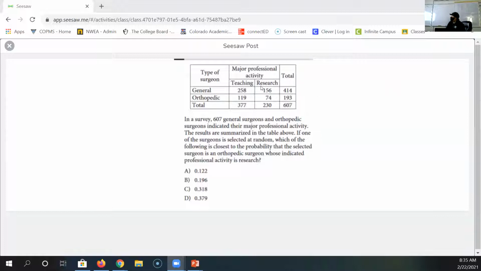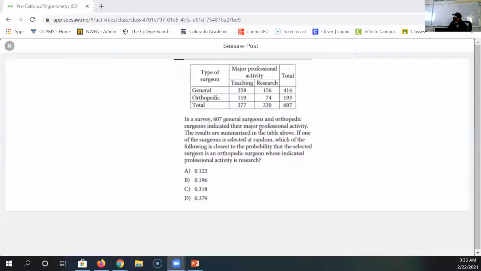If you look, we have their major professional activities. For general surgeons, 258 were teaching and 156 were research, for a total of 414. And for orthopedic surgeons, 119 were teaching and 74 were in the research field. So what it's asking is, out of the total amount of surgeons, because they all participated in this survey, what's the likelihood that we select one that's an orthopedic surgeon in research? Well, the number of orthopedic surgeons in research is 74.